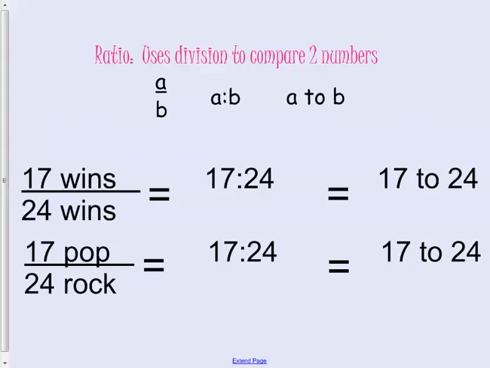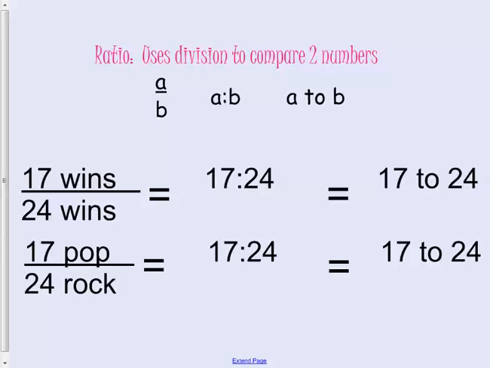Back in 6th grade, you learned that a ratio uses division to compare two numbers. It can be written in three different ways: A over B as a fraction, A to B like in odds, and A to B as well. A ratio compares two numbers that are the same label, or at least the same category. So 17 wins to 24 wins would be 17 to 24, and 17 pop songs to 24 rock songs would be 17 to 24. Since they're both songs, they're considered ratios.